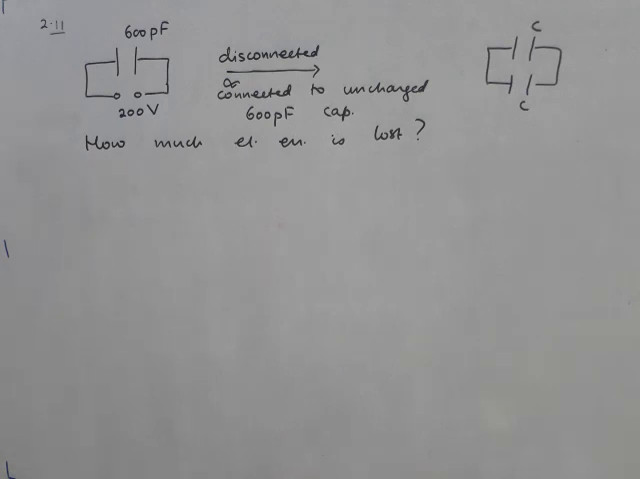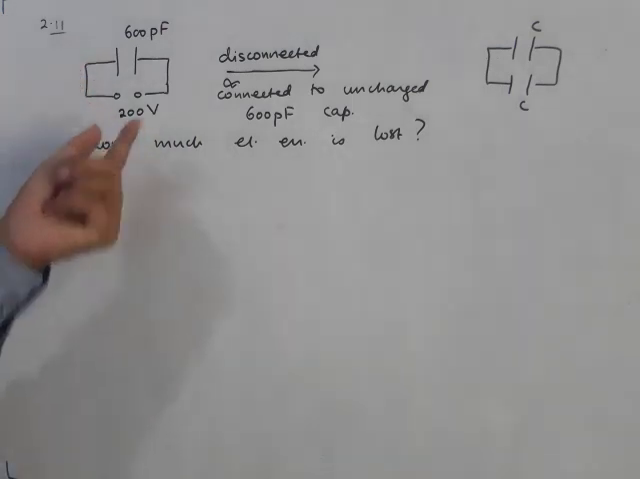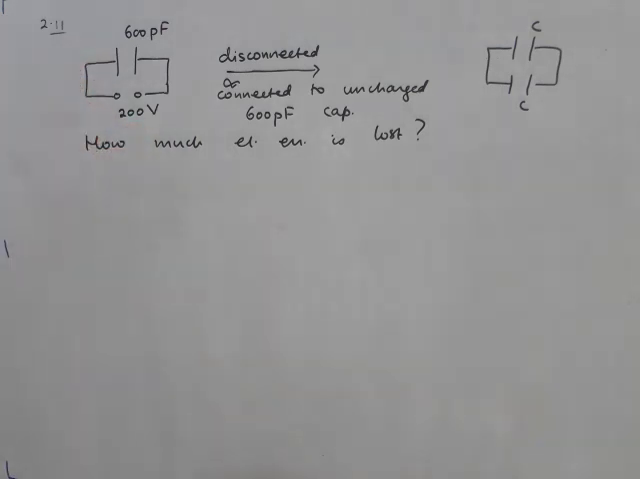Last question of this exercise in the first part before additional is 2.11. The question reads like this: a 600 picofarad capacitor is charged by connecting it to a 200 volt supply. When you charge it by 200 volt, it will develop some charge plus Q and minus Q, where Q is equal to CV.